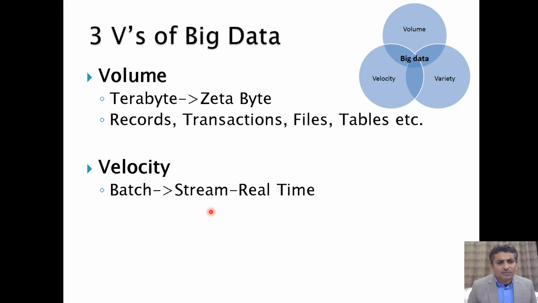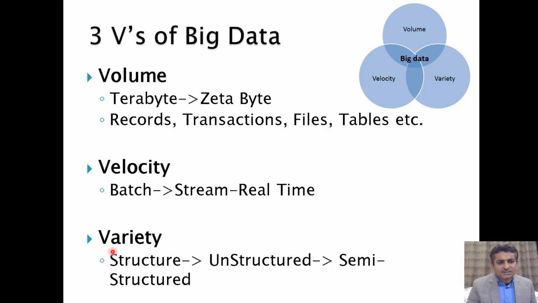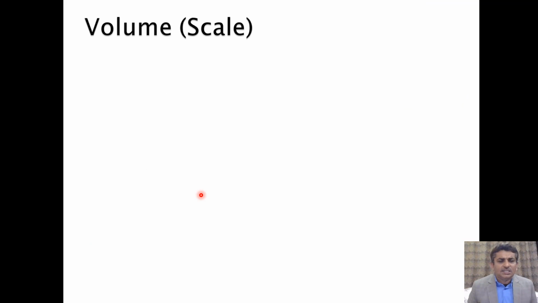Data can be in the form of batch, stream, or real-time data. After velocity, the next is variety. Data can be in structured, unstructured, or semi-structured form. In this slide, we will see how the volume of the data has increased.